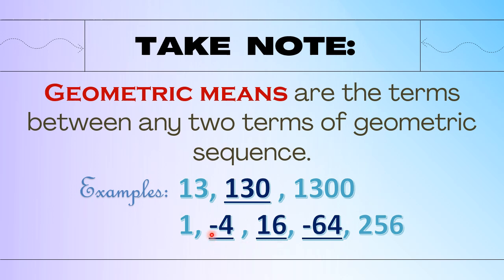Like for example, negative 4 is our first geometric mean, 16 is our second geometric mean, and negative 64 is our third geometric mean. So we can have 1, 2, 3 or more geometric means as long as the terms or values are found in between the given two terms. As you can see, we do have negative values as well for geometric means. This happens if the common ratio is negative or some of the values of the terms given are negative as well. Okay, so again, we can have 1, 2 or more geometric means as long as the terms or values are found in between the given two terms.